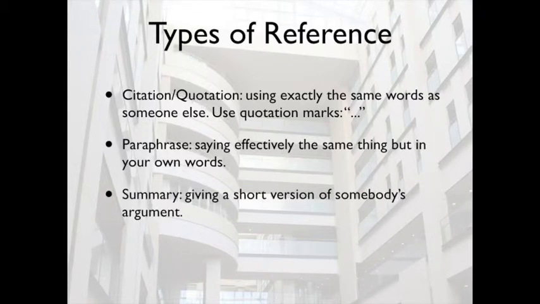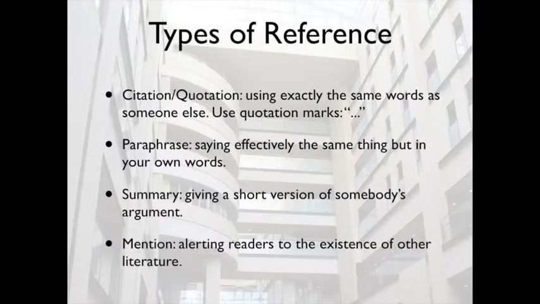Third, you can summarize their work. This is when you take somebody else's argument and distill it into a much shorter form. Finally, you can simply mention their work. You do not go into detail about the other person's arguments, but you alert readers to the existence of this other literature.